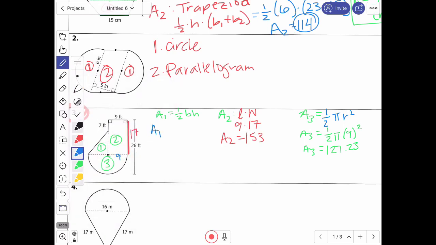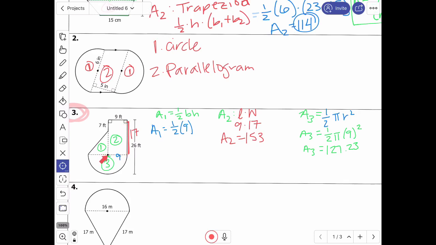So area 1 equals 1/2 times 9. And then my height is coming from something different. So my height, I'm not even going to worry about this circle, okay? The circle is not even dealing with the height at all. What is dealing with this height is this rectangle is 17 feet long.